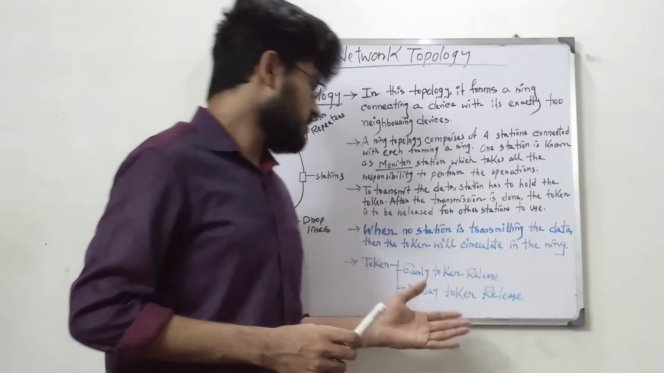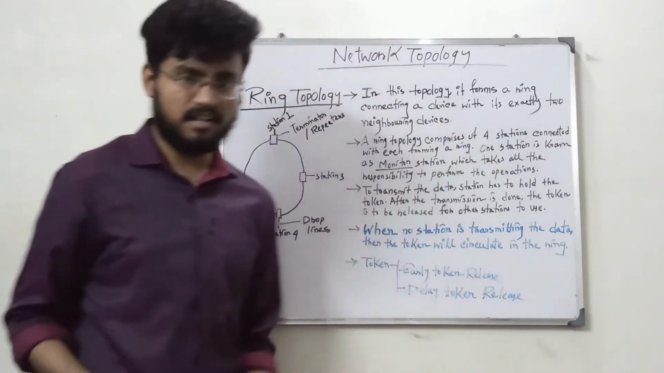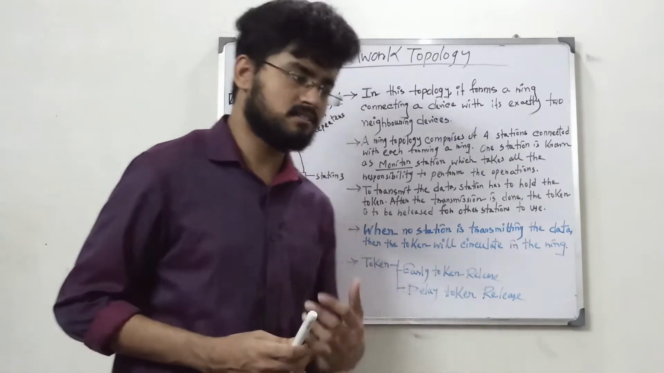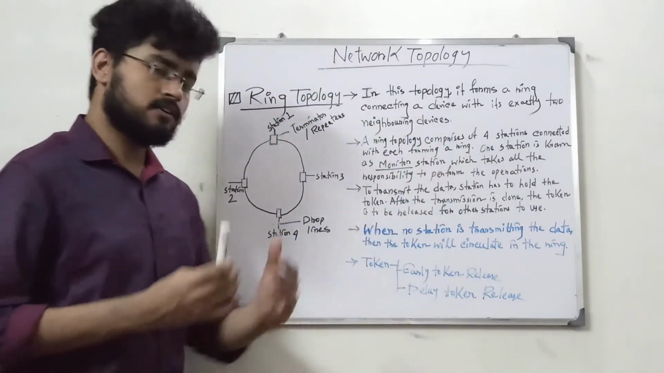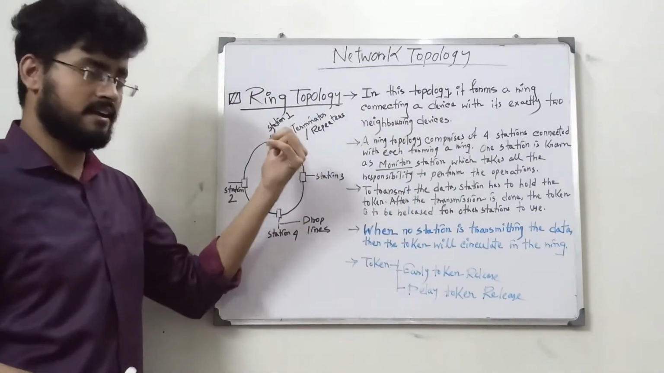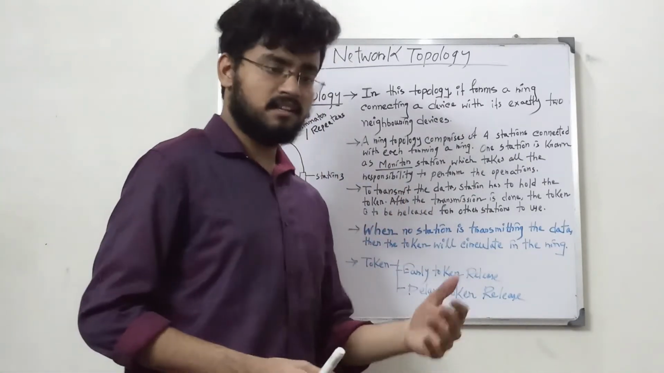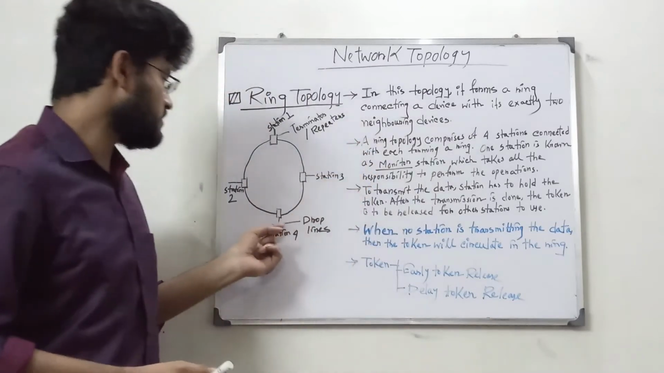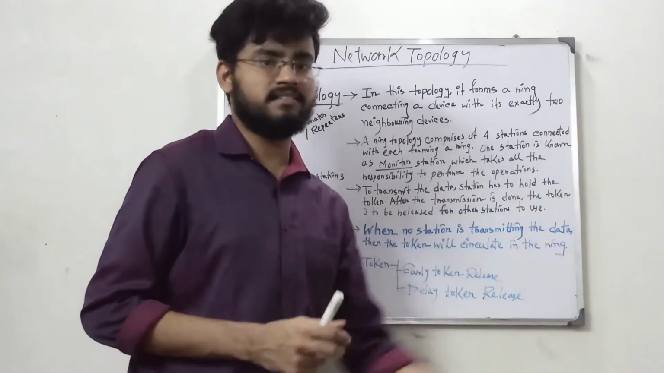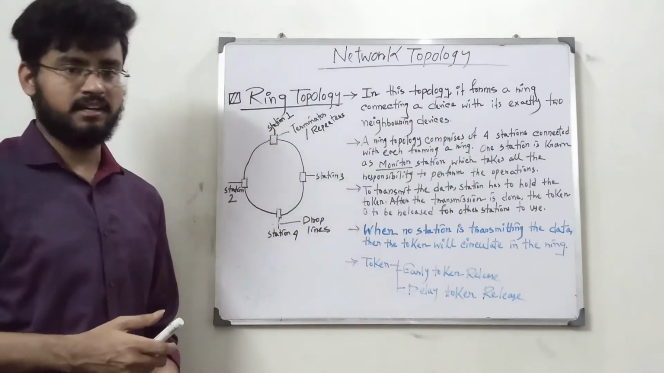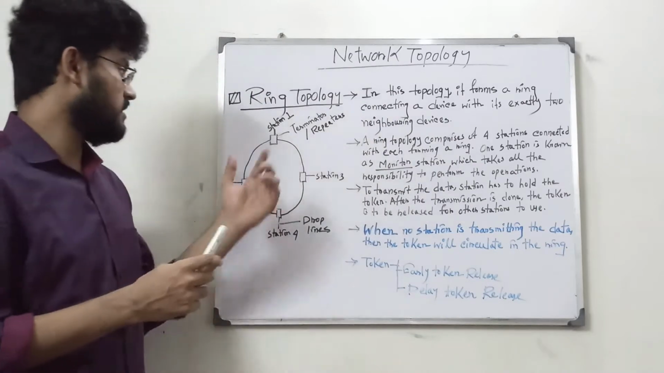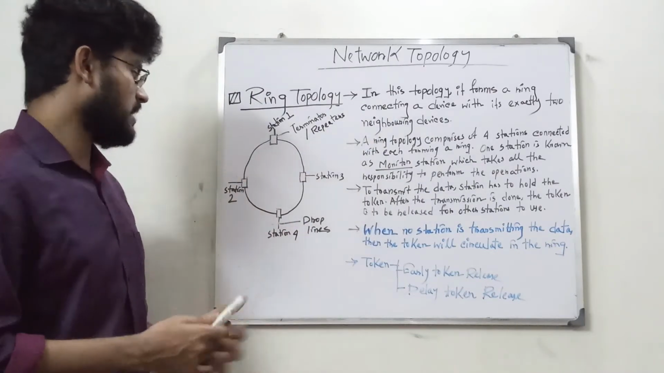So there we know that there are two types of tokens. The first is early token release and the second is delayed token release. The difference is that early token release releases the token just after the transmitting operation is done, but delayed token release releases the token after it receives the acknowledgement from the receiver, that the receiver wants to acknowledge to the sender that yes, you can send the data. After receiving the acknowledgement, the token is released in the circulating channel, and then it comes to the receiver.